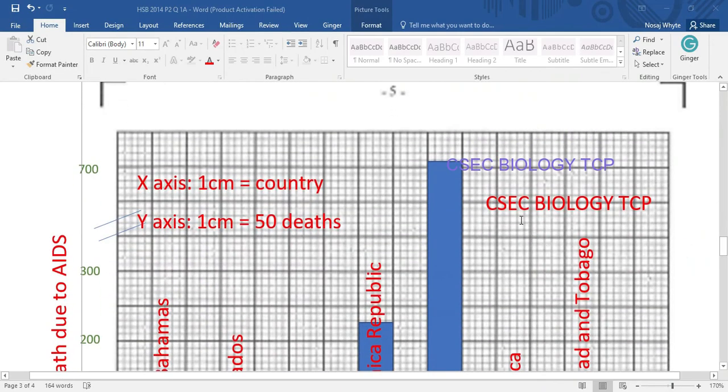Showing the estimated deaths due to AIDS in the Caribbean. That is the title that you would have given to your graph, and probably you could write that title right where you have CSEC Biology, the cover page, or CSEC Biology TCP. So always remember to write your title in. Your title is going to be taken from the table, but you're going to modify the table name to make it suit what's on your graph. That's the only data we have in place here. But right where we have CSEC Biology TCP, you're going to be putting the information in.